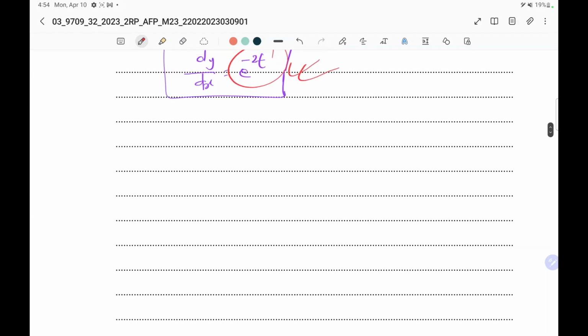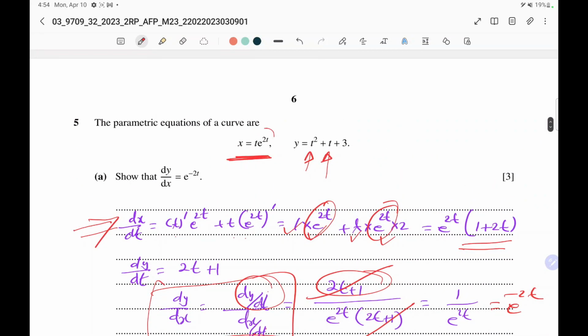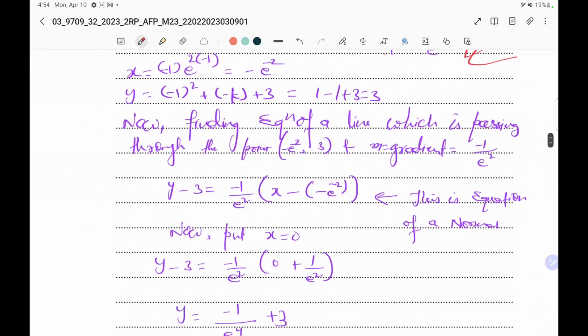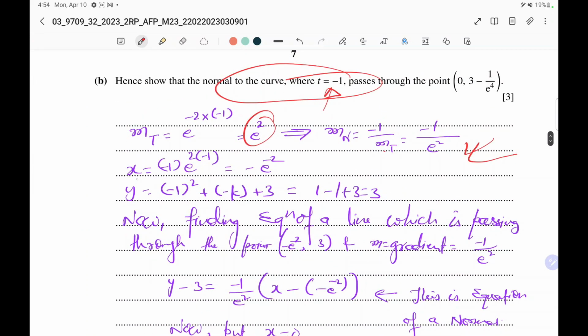Now x is t times e to the power 2t. Just put t as minus 1, so minus e to the power minus 2. And y was t squared plus t plus 3, and t is minus 1. So minus 1 squared plus minus 1 plus 3. Just calculate, you will get 3.